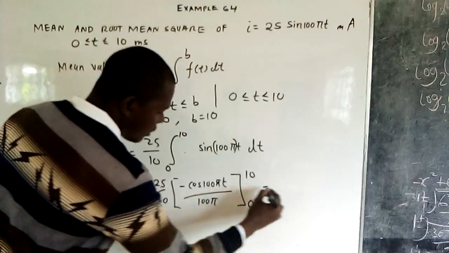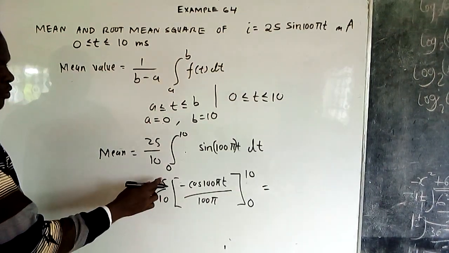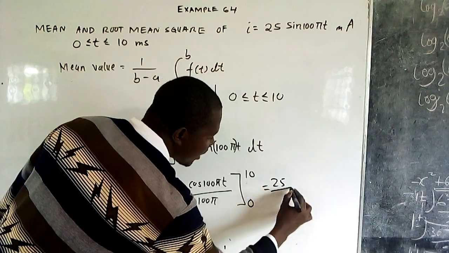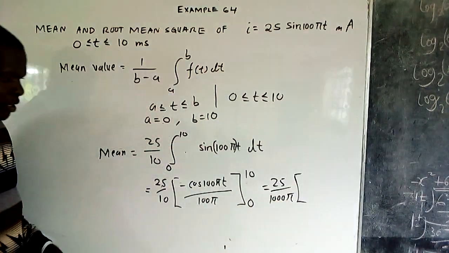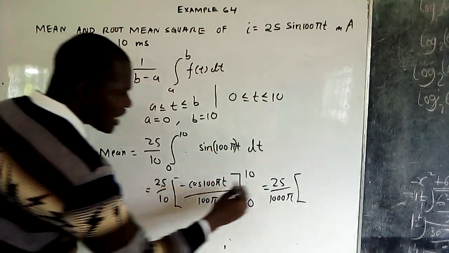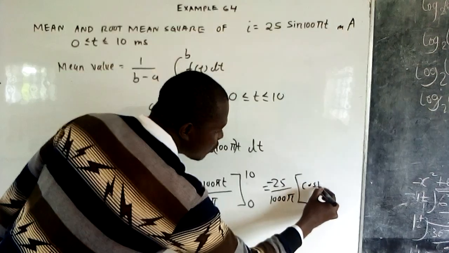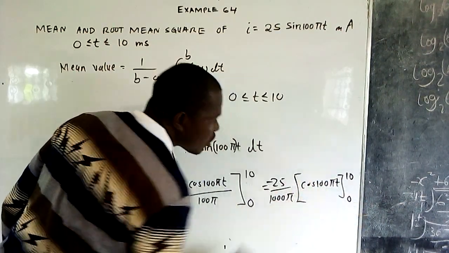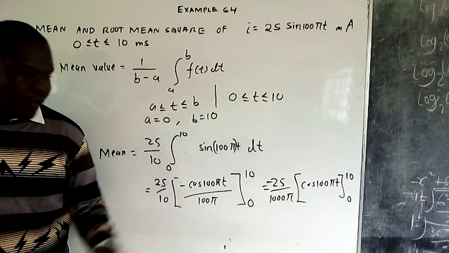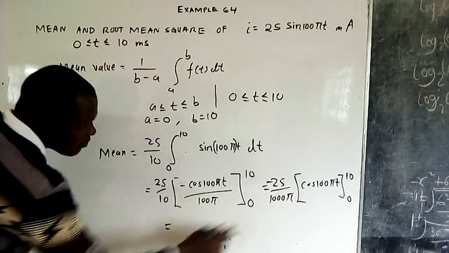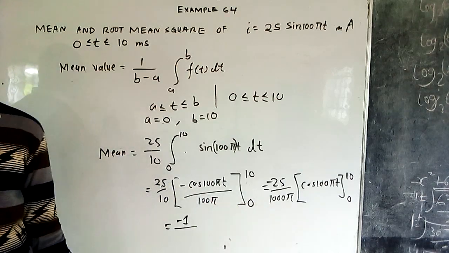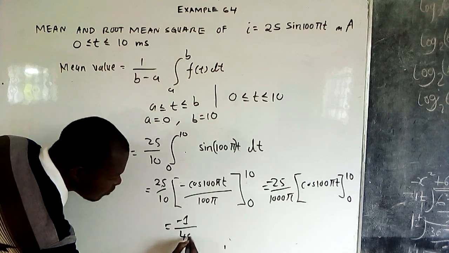So what do we have? Remove these constants outside. 25 divided by 10 times 100 pi, see outside you have 25 over 1000 pi, because 10 times 100 pi is 1000 pi. Then you remove the negative outside. So what do you remain with inside? Cos 100 pi t from the interval 0 to 10, meaning we remove all the constants outside. The constant is negative 1 over 100 pi. If you factor this outside, you get negative 25 over 1000 pi. So what is the simplest form there? What is 25 over 1000? You get negative 1 over 40 pi.